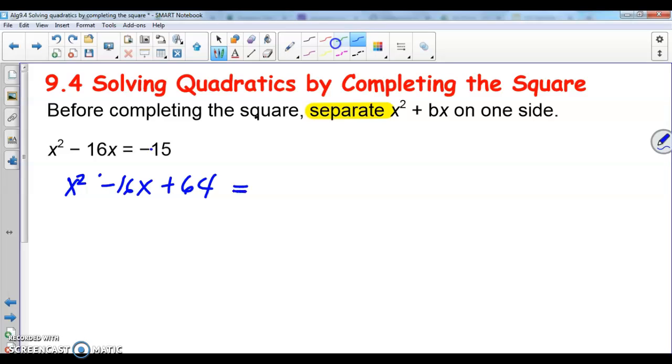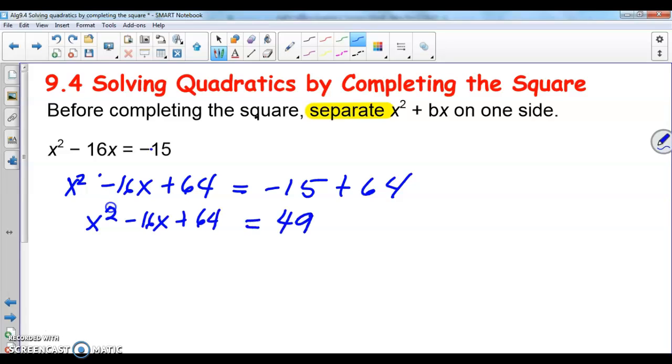But remember what we learned in working with equations. Whatever you do to the left, you must do to the right. There you go. So you now have a resulting equation, x squared minus 16x plus 64 is equal to negative 15 plus 64. Now we're going to simplify that. So when we simplify, we get x squared minus 16x plus 64 is equal to positive 49 by combining these two. So now we're going to go back to the left-hand side and factor it.